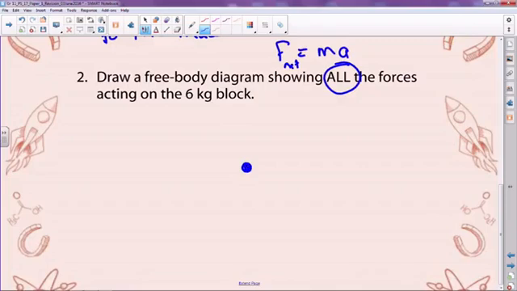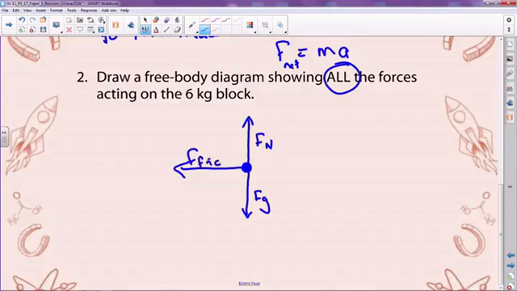What do we have? We've got the 6 kilograms. We've got the weight of it, or the force due to gravity, acting down. We've got the normal force acting up. We've got the frictional force acting to the left. Actually, hang on a second, let me do it like this. I want to show you something. So I've got my frictional force, and please draw it much neater than I'm drawing it, and then I've got tension.